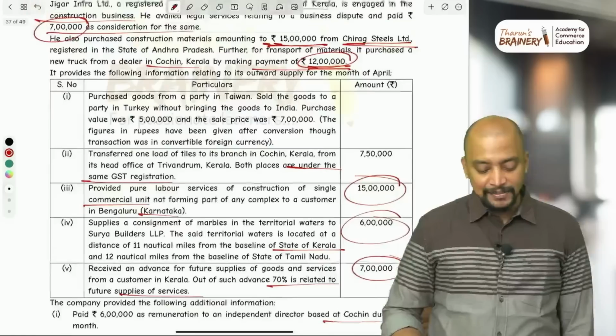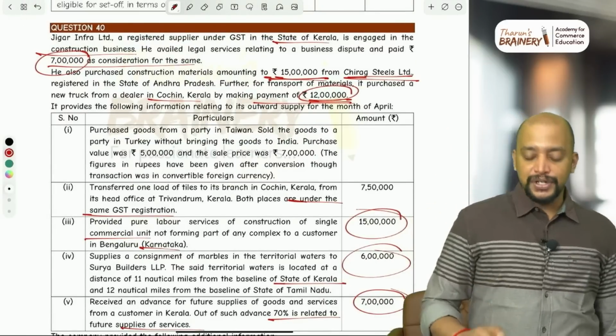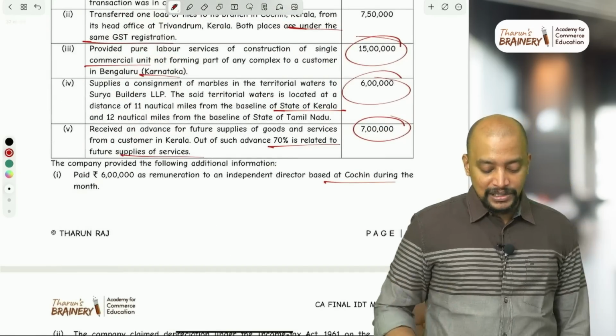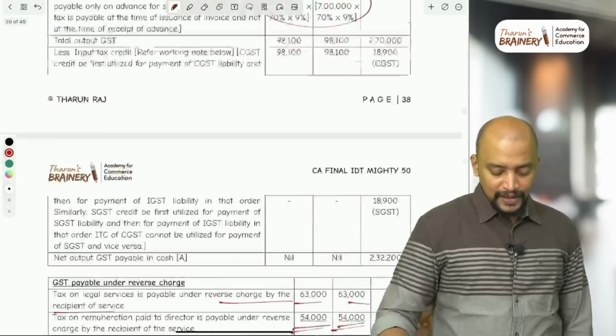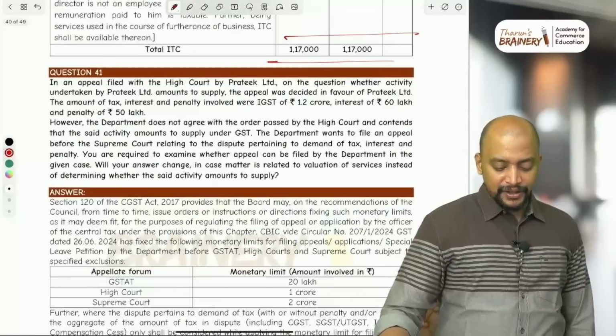So it's a little simple question. So it's a 14 marks question only, but little simple. We don't have that many adjustments related to this. Then next one, question number 41.